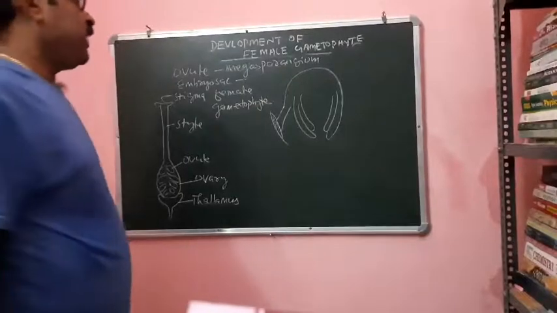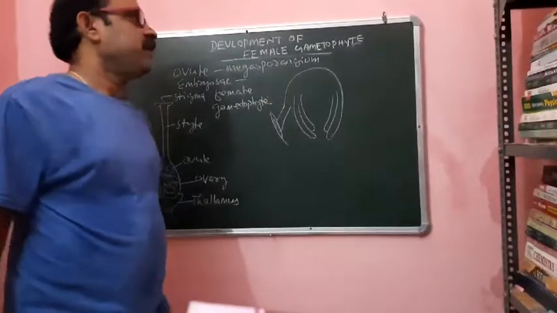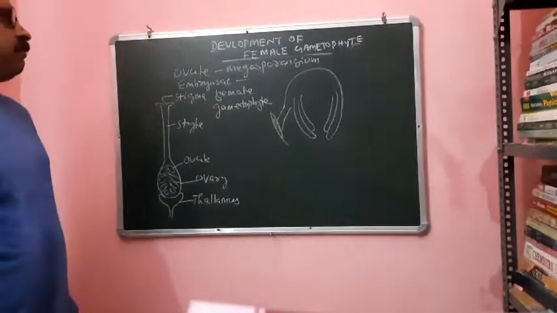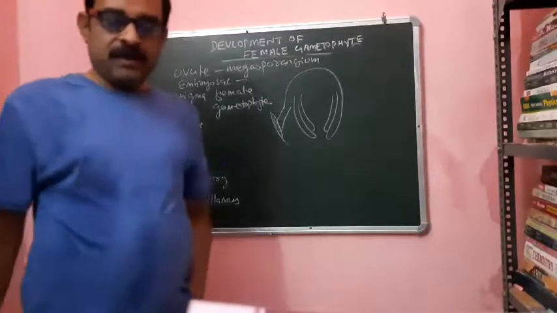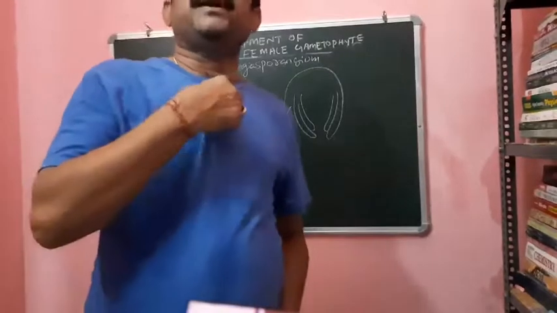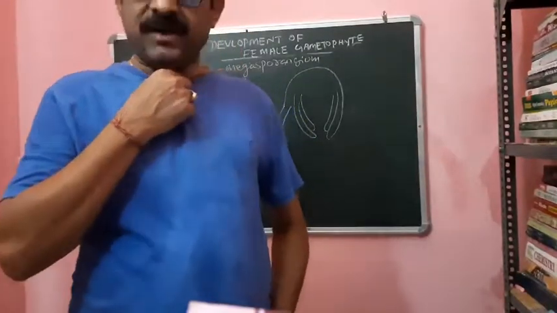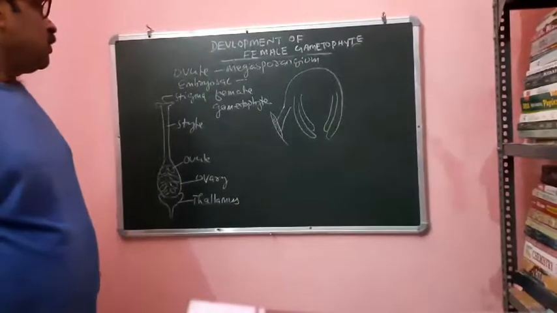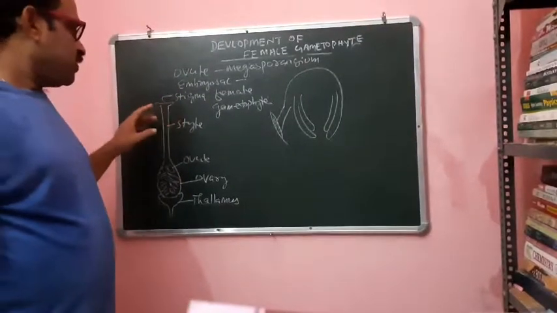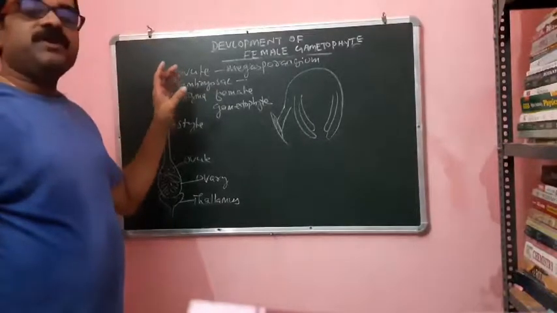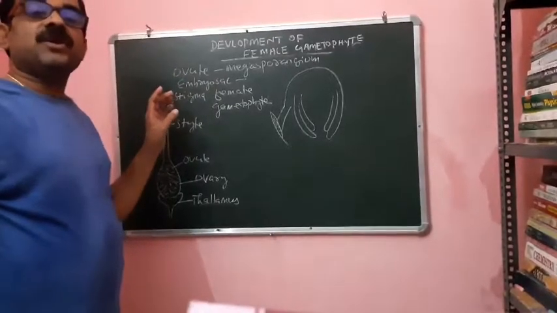Dear students, we will discuss the development of female gametophyte in angiospermic plant. The female organ of the angiospermic plant, which develops the female gametophyte, is the gynoecium, and the individual part of the gynoecium or pistil is called carpel.